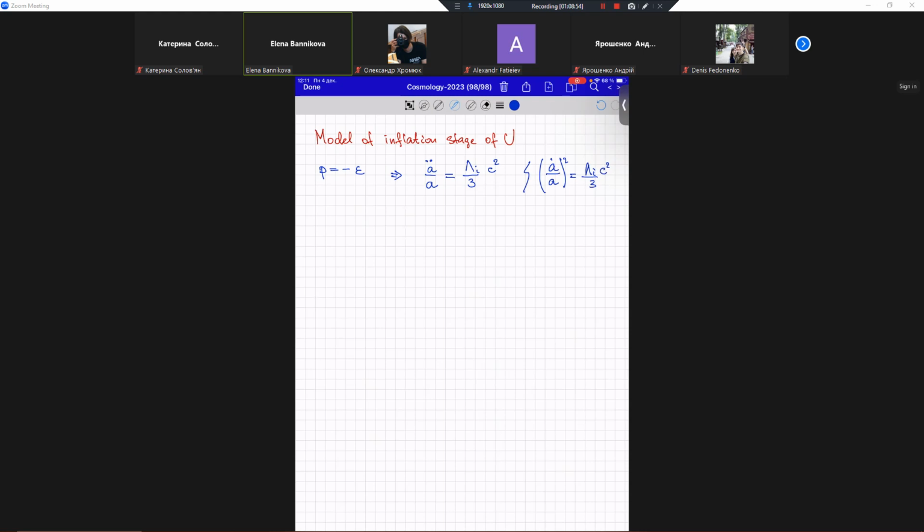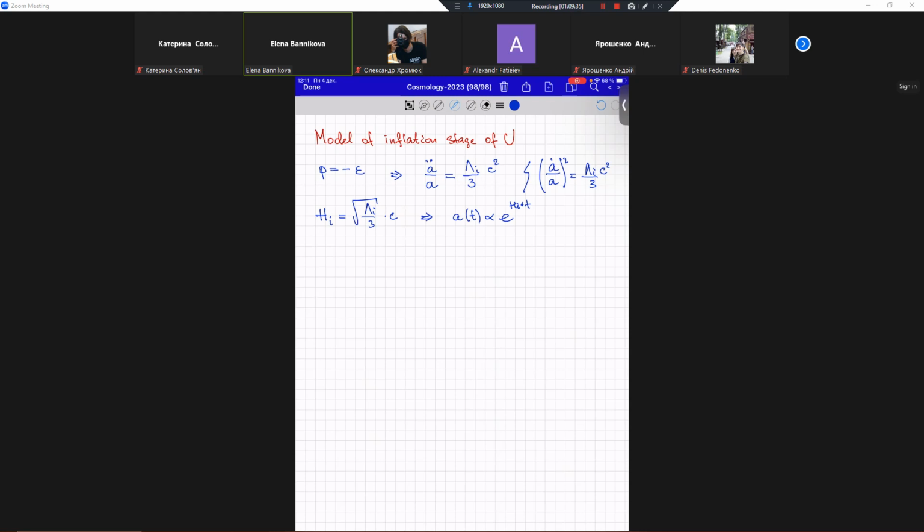Since a dot divided by a is the Hubble parameter, I will put here the Hubble parameter for inflation. So it will be the square root of lambda_i multiplied by c. And we know that in this case we have a scale factor proportional to e to the power H_i multiplied by t. So we remember that the scale factor changes exponentially.